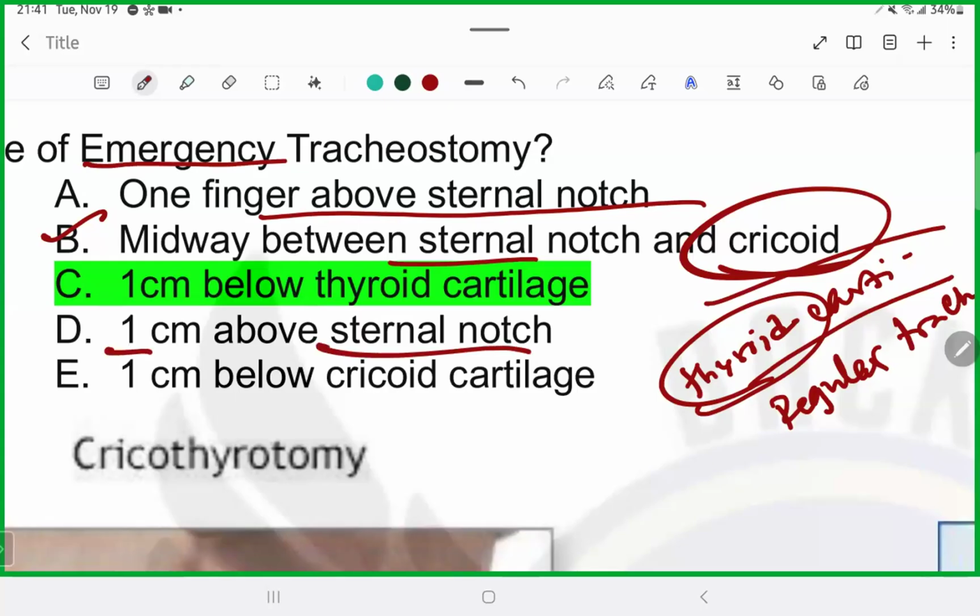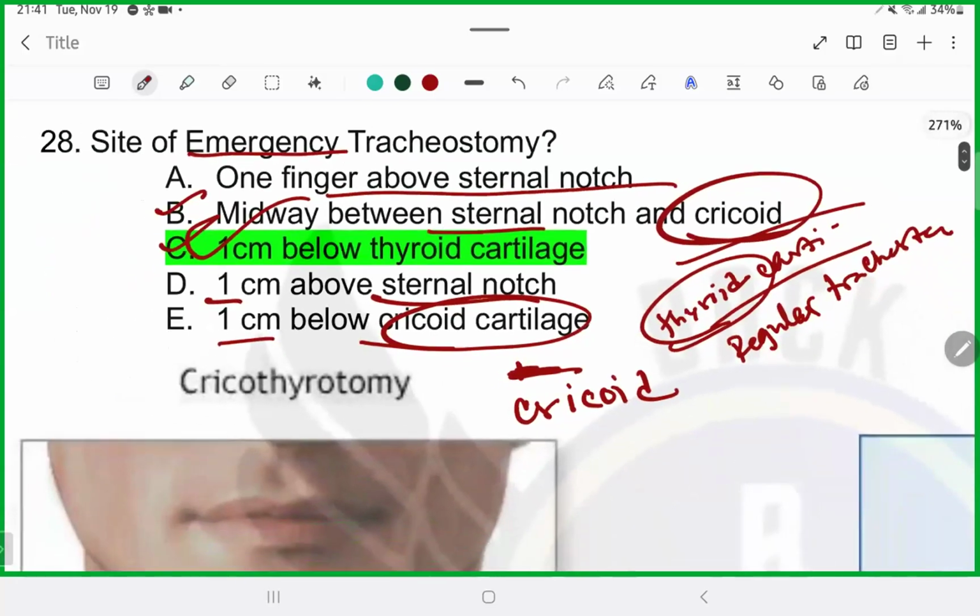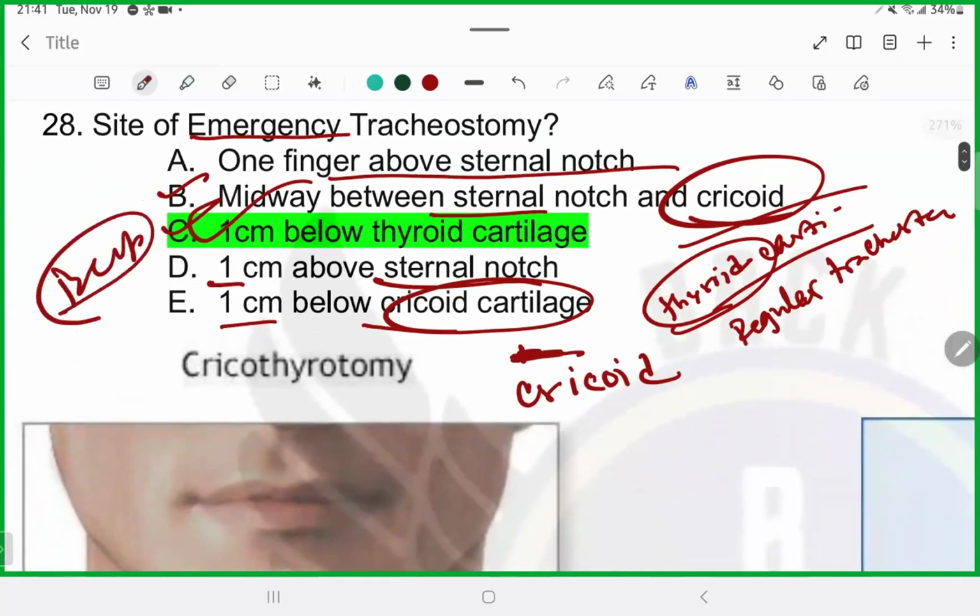1 centimeter above sternal notch? No. 1 centimeter below cricoid cartilage? No. We pierce above cricoid cartilage in emergency, not below. So 1 centimeter below thyroid cartilage is the best answer here.